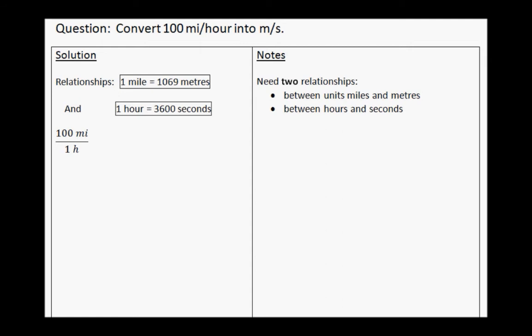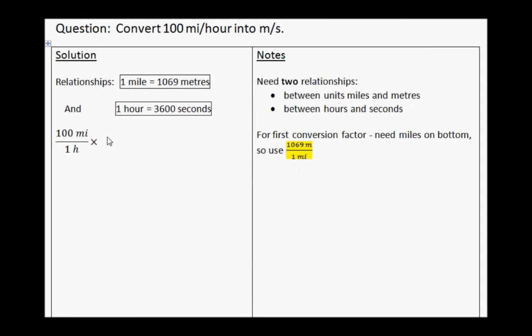Now the next thing will be to take the 100 miles per hour we started out with and multiply it by both conversion factors at once to change the miles into meters and the hours into seconds. But we'll start with the miles. Now since miles is on the top of this fraction, I want to multiply it by a fraction that has miles on the bottom to make them cancel. So I look up at the original relationship we had here, 1 mile equals 1,069 meters. I want to put the 1 mile on the bottom and the 1,069 meters on the top. So this is what I'll end up using.